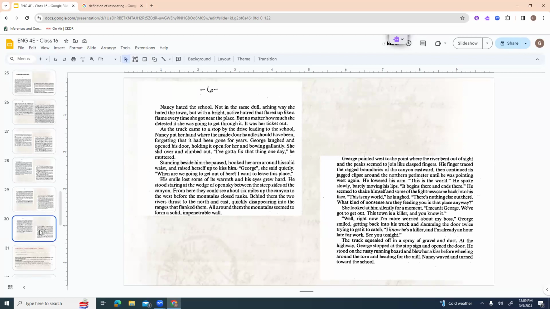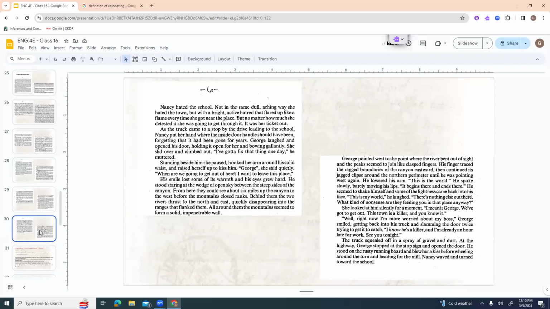He seemed to shake himself, and some of the lightness came back into his face. "This is my world," he laughed. "There's nothing else out there. What kind of nonsense are they feeding you in that place anyway?" She looked at him silently for a moment. "I mean it, George. We've got to get out. This town is a killer and you know it." "Well, right now, I'm more worried about my boss." George smiled, getting back into his truck and slamming the door twice, trying to get it to catch. "I know he's a killer and I'm already an hour late for work. See you tonight."